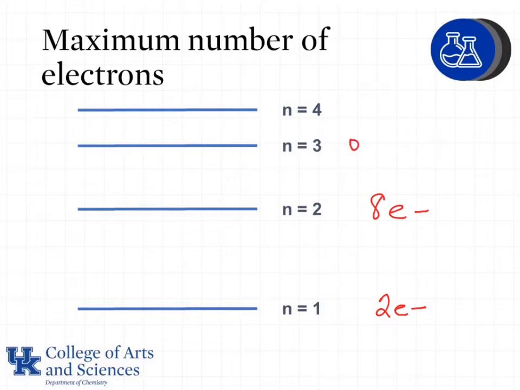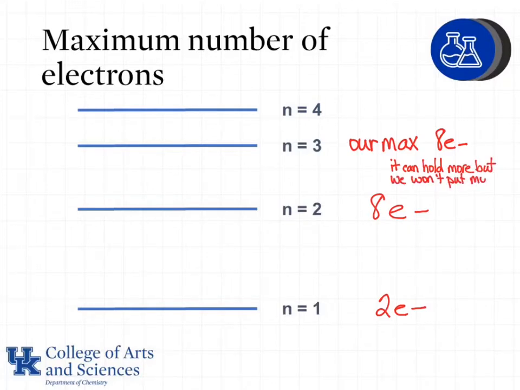When we go on to n equals 3, we'll see that our maximum is only going to be 8 electrons. In reality, n equals 3 and higher levels can all have more than 8 electrons. But because we're only going to element 20, which is calcium, we will only be putting 8 electrons. So they can hold more, but we are not going to do that. Once you get to the transition metals, then things start to get a little more challenging about the way electrons are arranged, and so we're going to stop at calcium because that's the majority of the elements that we're going to be worried about in this course.